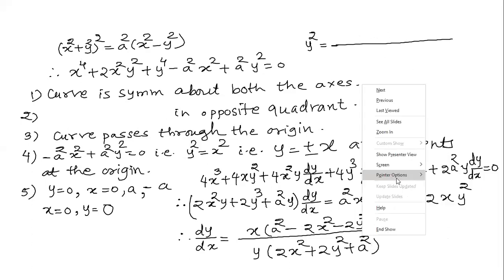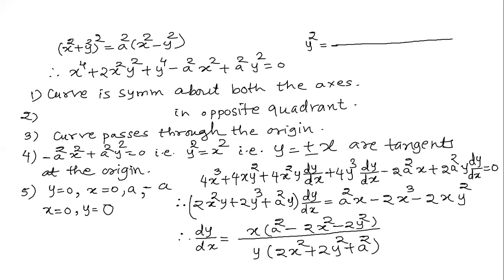We took x to the power 2 common, and it will be a square minus x square. And now these are the y square terms, so that will be multiplied with 2x square plus y square plus a square. Yes, this is y square. This is y square in terms of x.